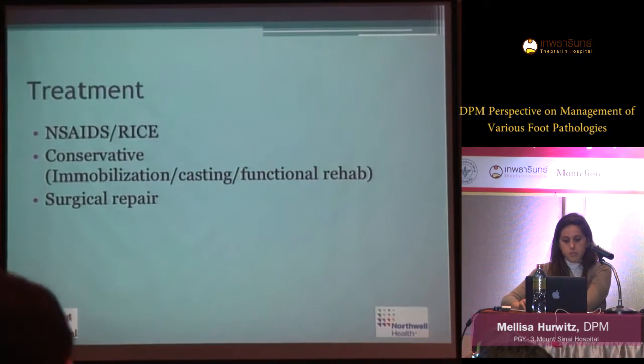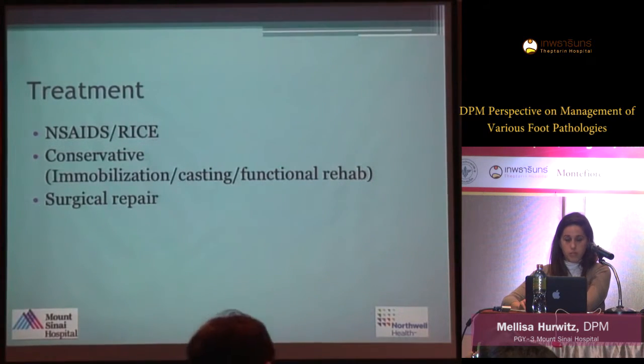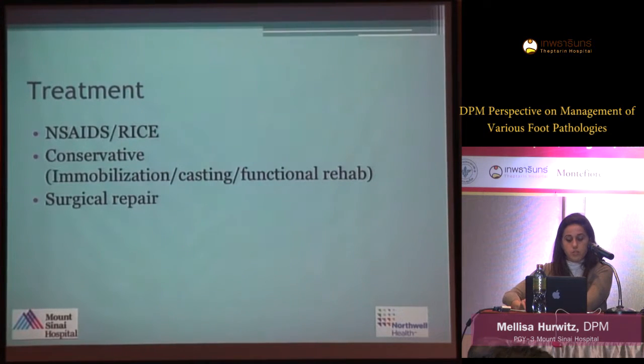For Achilles tendon rupture, you can employ conservative options such as nonsteroidal anti-inflammatories, rest, ice, compression, and elevation. Surgical repair is available. However, it's somewhat controversial, as many doctors believe you should try to treat this conservatively first.